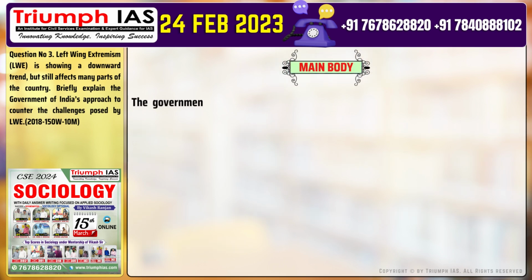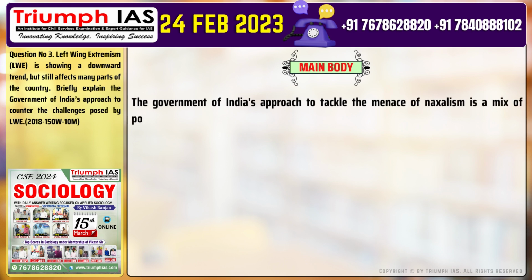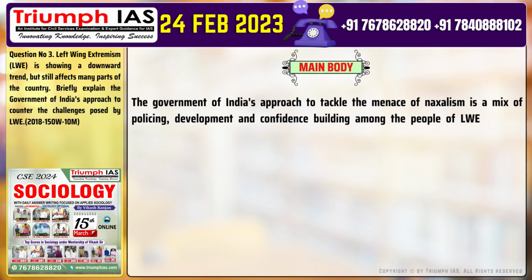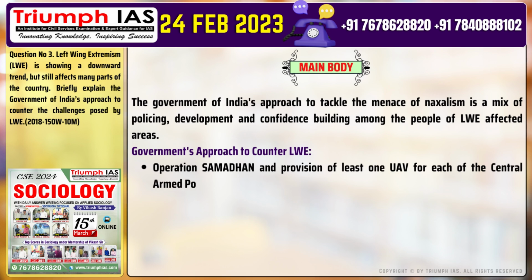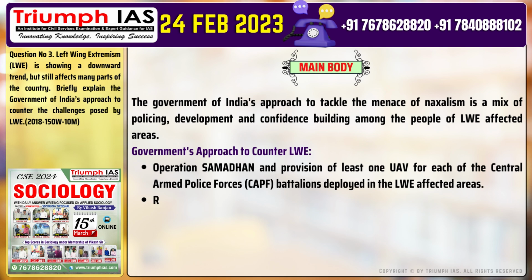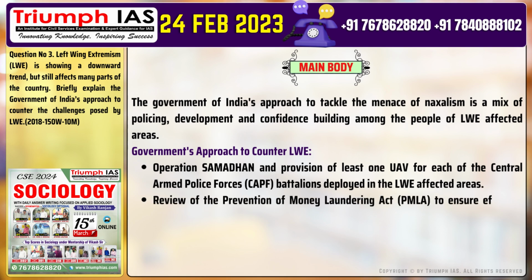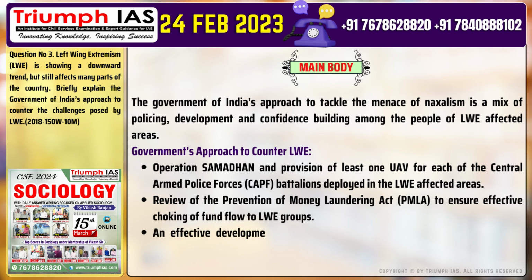The answer should be: the Government of India's approach to tackle the menace of Naxalism is a mix of policing, development, and confidence building among the people of LWE-affected areas. Government's approach to counter LWE. Number 1. Operation Samadhan and provision of at least one UAV for each of the Central Armed Police Forces battalions deployed in the LWE-affected areas. Number 2. Review of the Prevention of Money Laundering Act to ensure effective choking of fund flow to LWE groups.